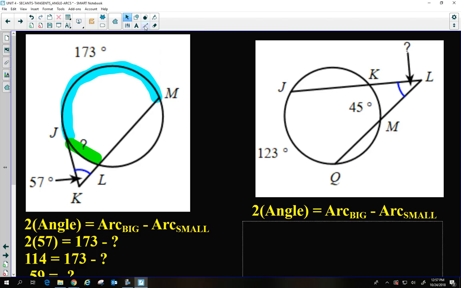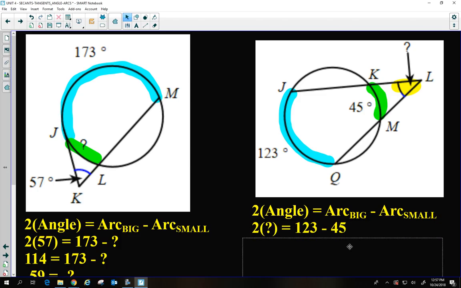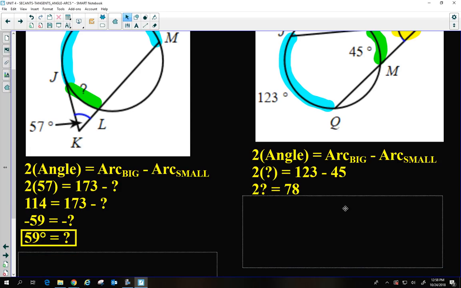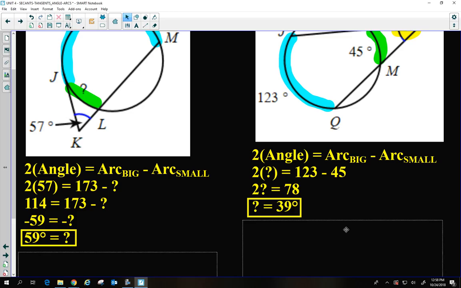For this other one, same relationship, 2 secants. I have the small arc is 45, the big arc is 123, and I'm looking for this angle, question mark. So I'm going to plug in where it's appropriate. Question mark is the angle, so it goes in here. 123 is the big arc, 45 is the small one. Do some subtraction. Divide both sides by 2 to find out that that angle formed by the 2 secants is 39 degrees.